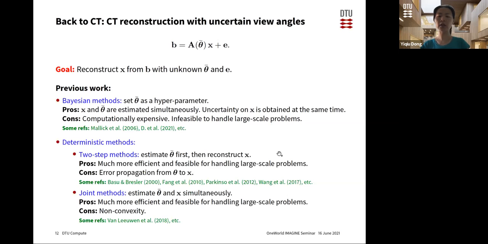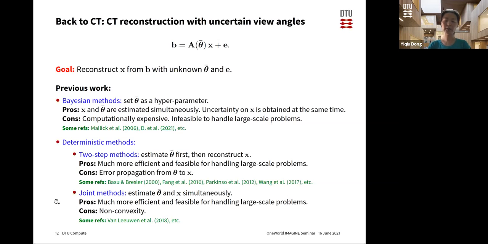And so both steps can be solved very efficiently, and we can really handle large scale problems. The drawback here is that because it's a two-stage method, the error in the estimation of view angle would continue to influence the reconstruction result. We call it error propagation.